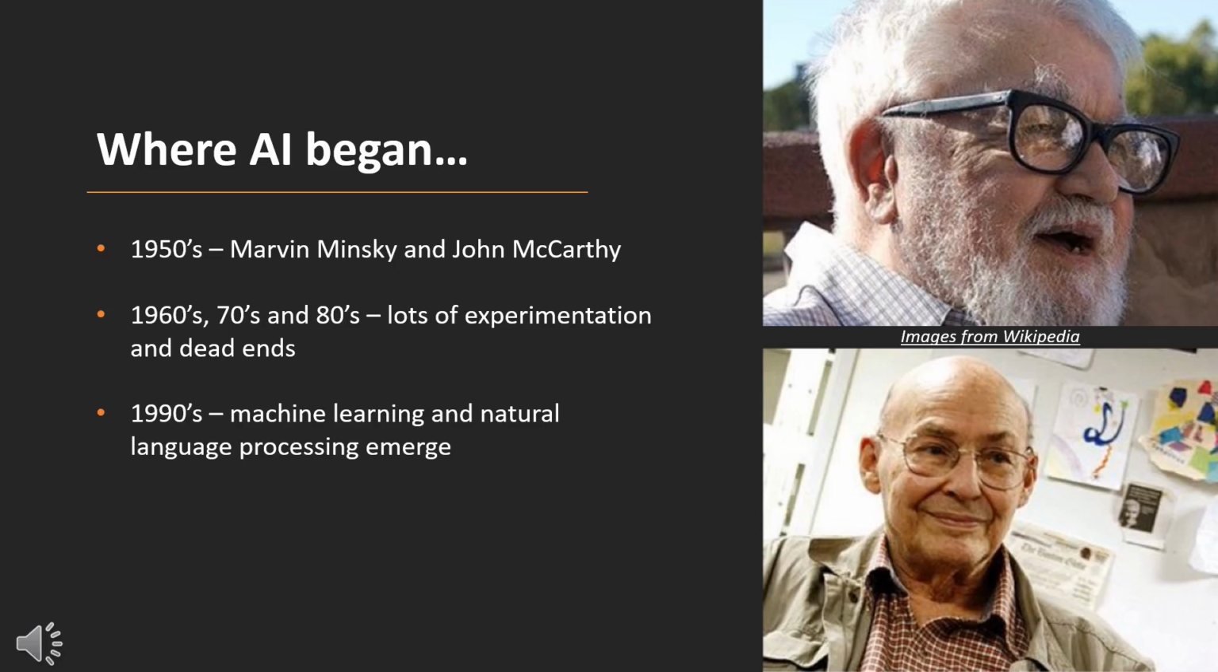So artificial intelligence began way back in the 1950s after the end of the Second World War, when breakthroughs by Alan Turing and others in computing and encryption inspired people to explore AI. Marvin Minsky and John McCarthy, who both worked at MIT in the United States, are considered to be the founders of the field because they organised a series of meetings and then conferences in the mid-1950s and beyond that started research into AI. But it didn't really take off until much more recently because there was lots of experimentation and dead ends in the 60s, 70s and 80s.